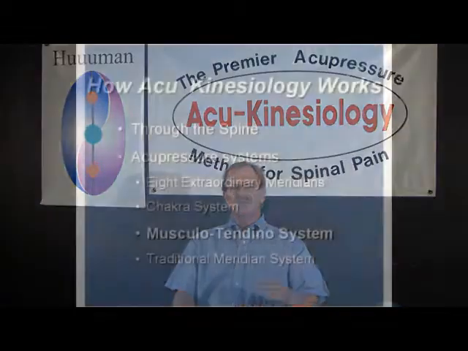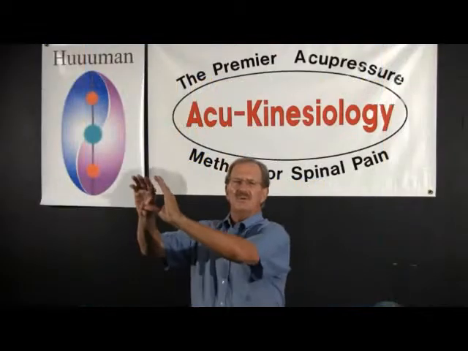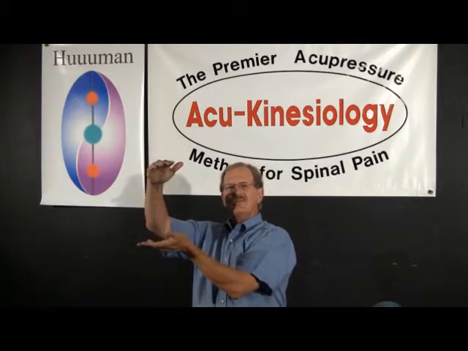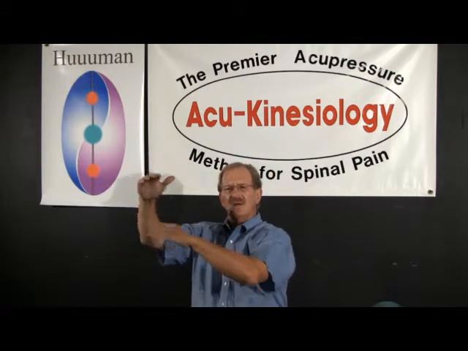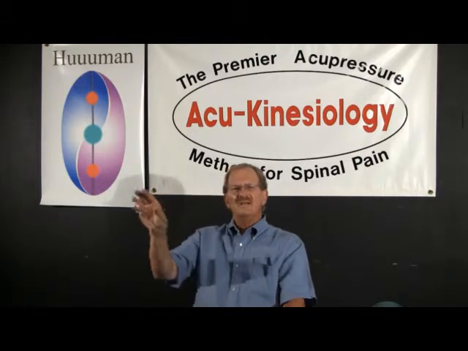So now we're going to look at something we call the musculo-tendinous system. Remember, the musculo-tendinous system is separate from the 8 extraordinary meridians and the chakra system. Remember, we have the big power lines, and then we have the system that brings it from the power lines to your house. Now, the main thing the musculo-tendinous system does is make all the energetic connection.